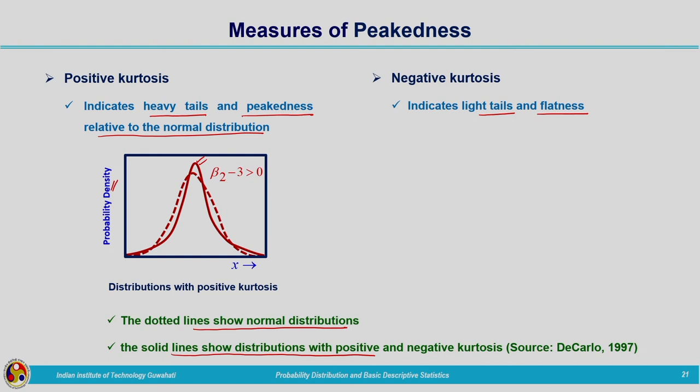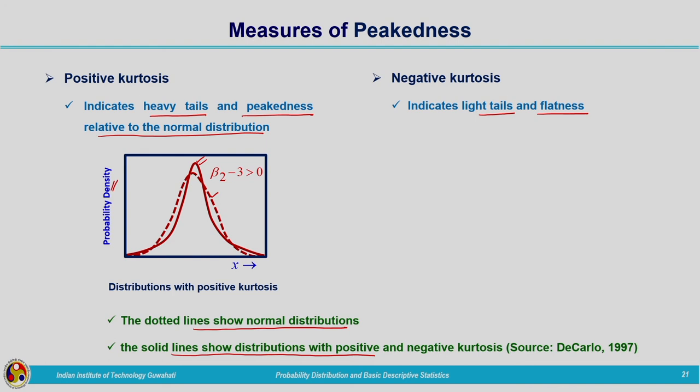You can see the peak is high, peakedness is more compared to the normal distribution. This dotted line is representing the normal distribution. So for normal distribution, we usually consider a kurtosis value of 3. So for showing the peakedness, it is represented by beta 2 minus 3. Beta 2 minus 3 is greater than 0. That is representing the positive peakedness or positive kurtosis value.